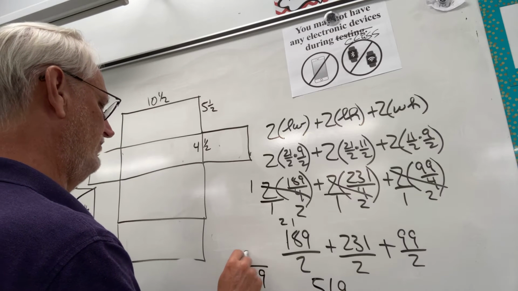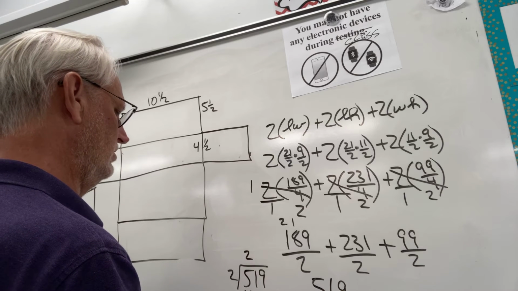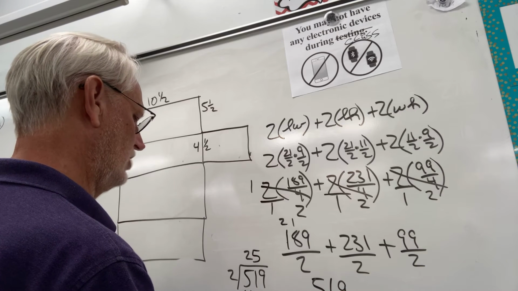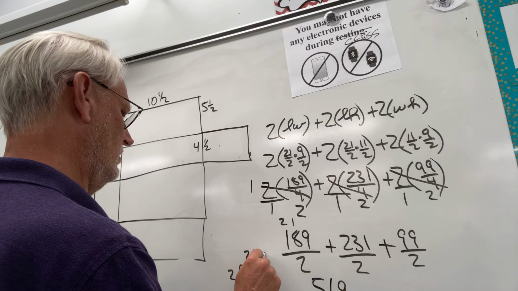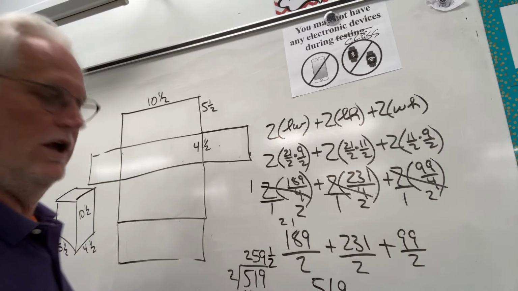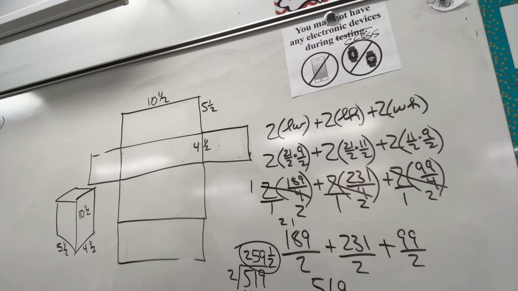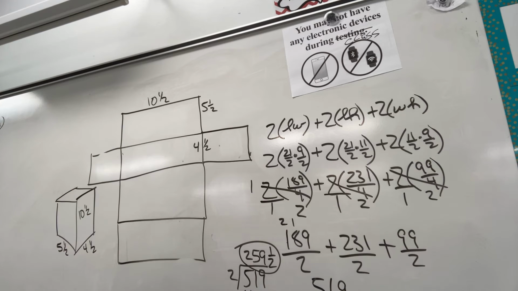2 goes into 5 2 times, which is 4. Subtract, bring down the 1. 2 goes into here 5 times, which is 10. Subtract, bring down the 9. That goes in there 9 times with the remainder of 1. So we still end up with 259 and 1/2 units squared for the area of this particular shape, this particular rectangular prism.